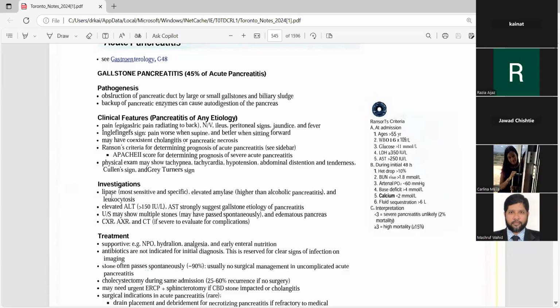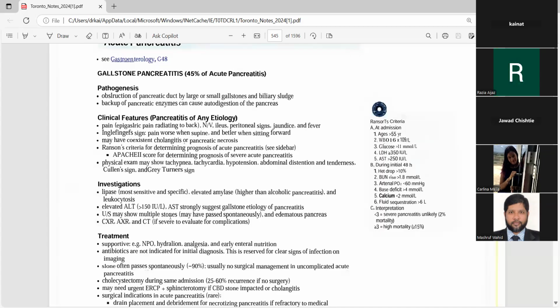And the most important is lipase. As I said, if it's a homeless person and you are thinking of acute pancreatitis, come to lipase. Do it. This one is more important than doing any ultrasound and anything like that. Elevated amylase and then leukocytosis. Elevated ALT, AST suggests that there is a gallstone etiology going on.